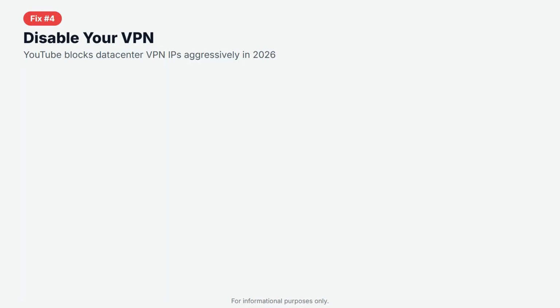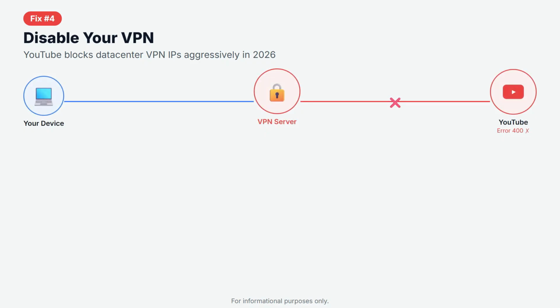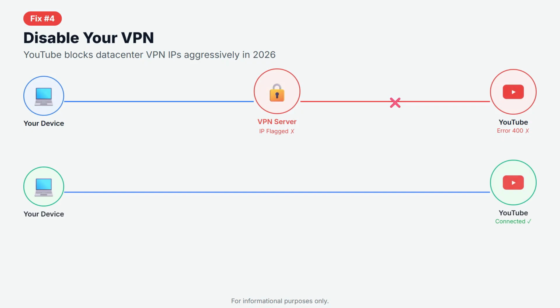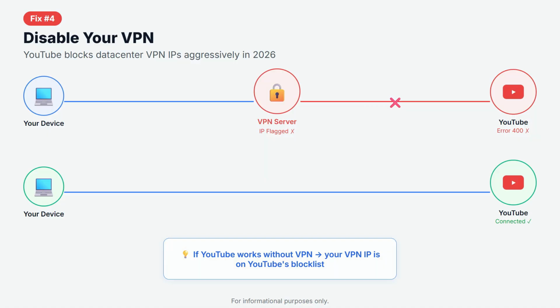VPNs are a common trigger for error 400. YouTube aggressively blocks datacenter IP addresses in 2026. Turn off your VPN and test YouTube. If it works without the VPN, your VPN server IP is on YouTube's blocklist.